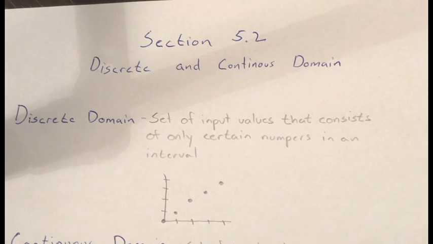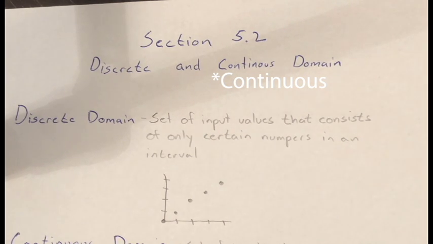In this section 5.2, we're going to be talking about discrete and continuous domain. Now, in the previous videos, we talked about domain and how domain represents all the input values, all your independent variables, and basically your X variable. And this right here gives a little bit more description of what that domain is.